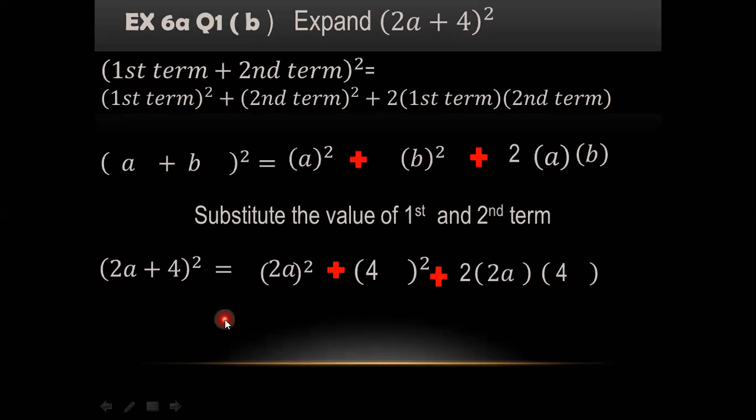Now solve 2a into 2a is 4a square. 4 square is 16, and 2 into 2a into 4 is 16a. So that is the expanded form of 2a plus 4 whole square. And now we will move to part C of question number 1.